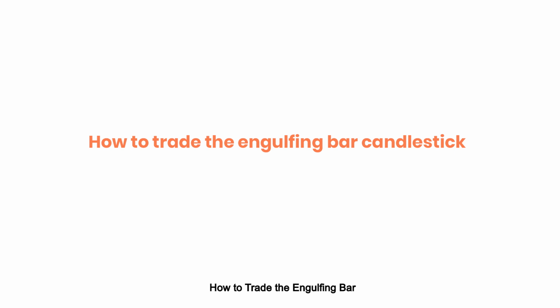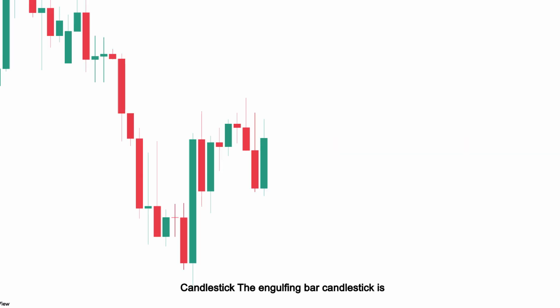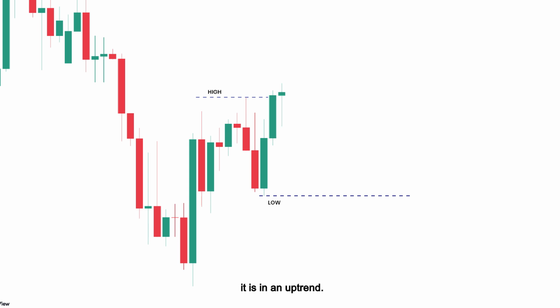How to trade the engulfing bar candlestick. The engulfing bar candlestick is best traded when it is in line with the trend and it forms in an order block. For example, after we had a high and low, the market broke the structure to let us know it is in an uptrend.